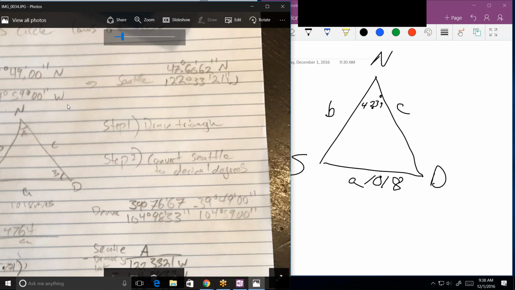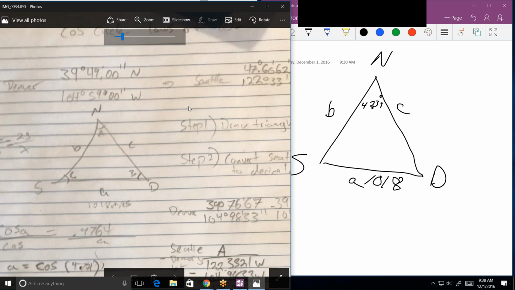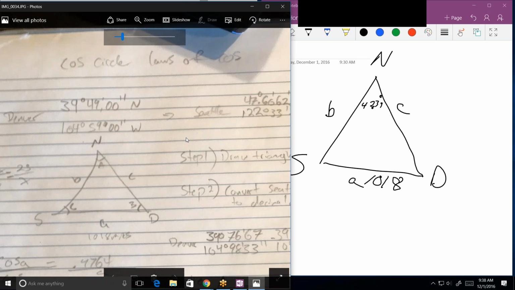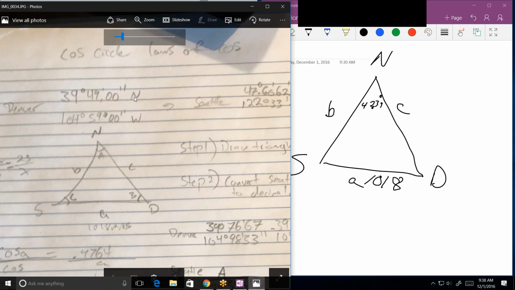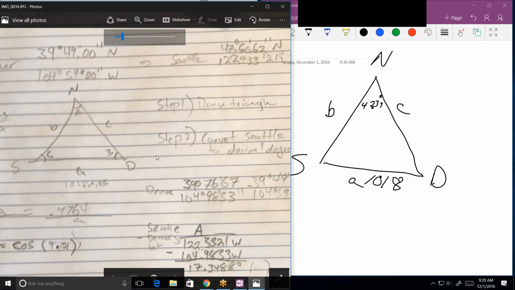We've also got Seattle's north of the equator, west of the meridian, and the latitude and longitude of the North Pole is 90 degrees is the latitude, and the longitude must be 0. Has to be for the North Pole. Oh yeah, we only worked with one number. I believe it was the latitude.